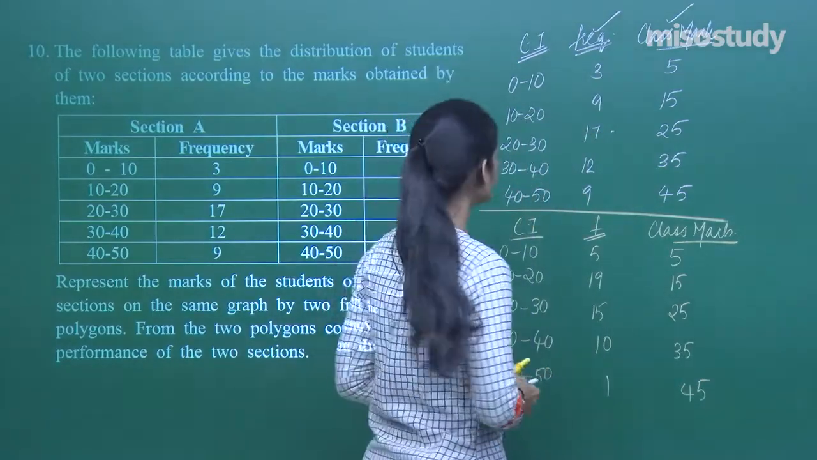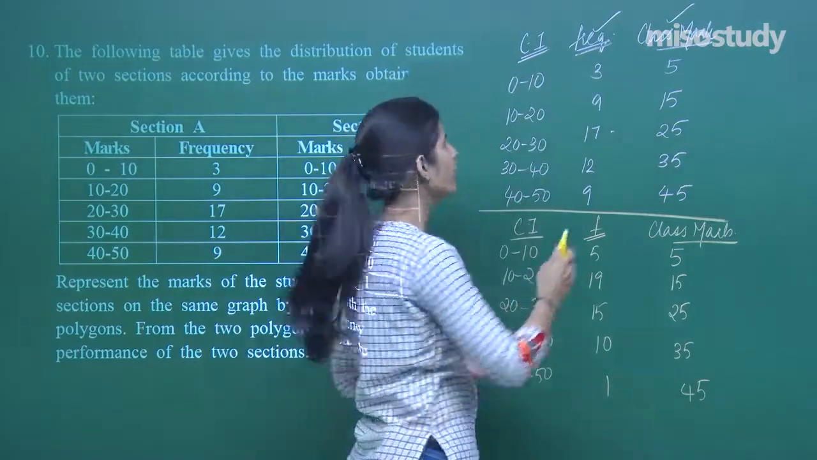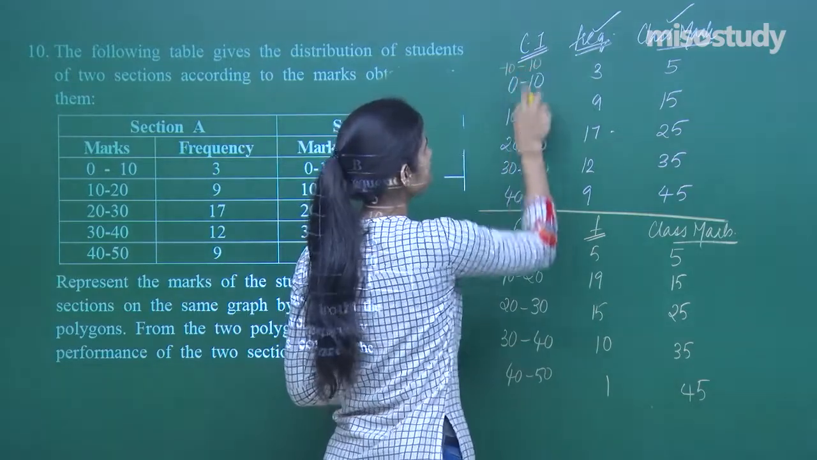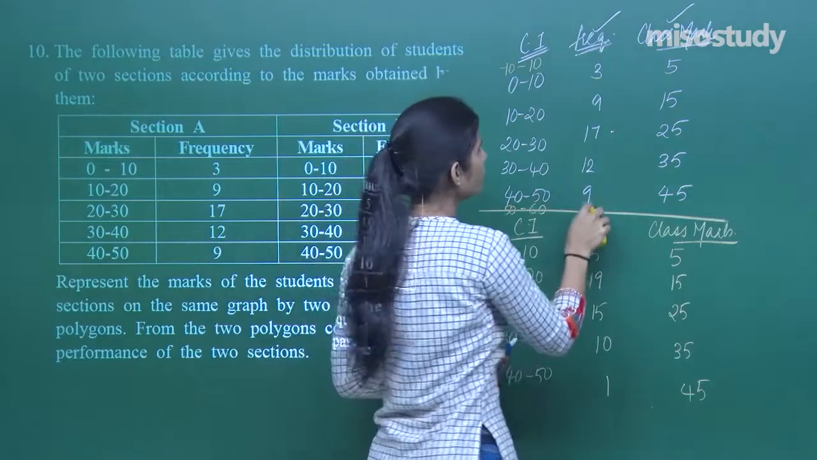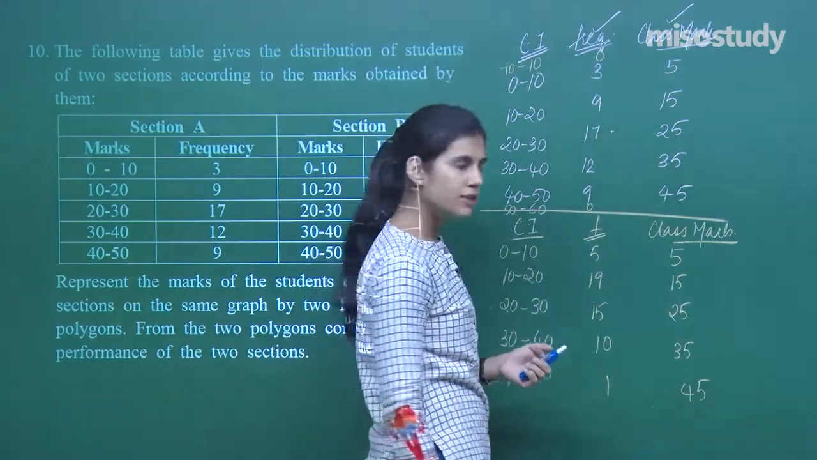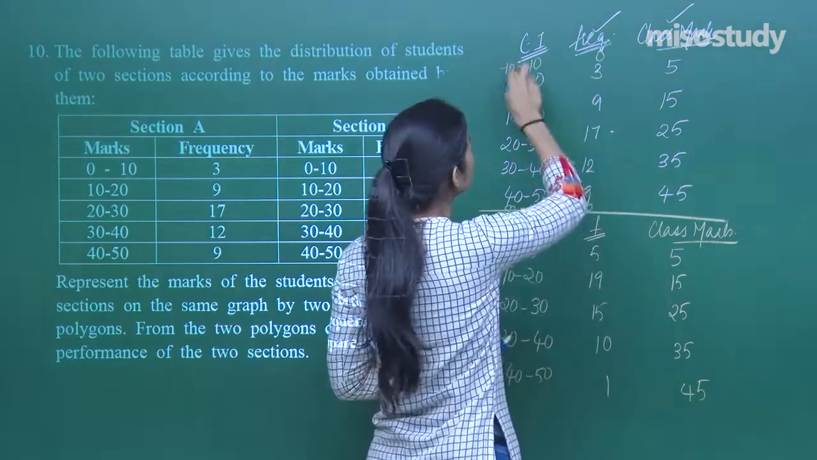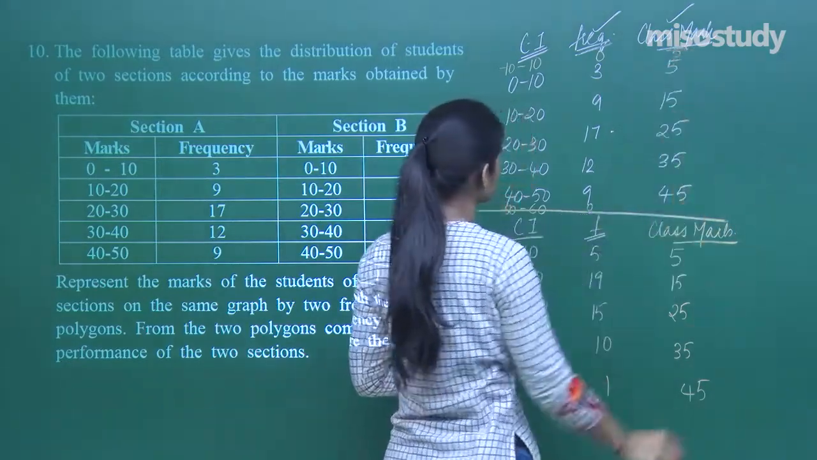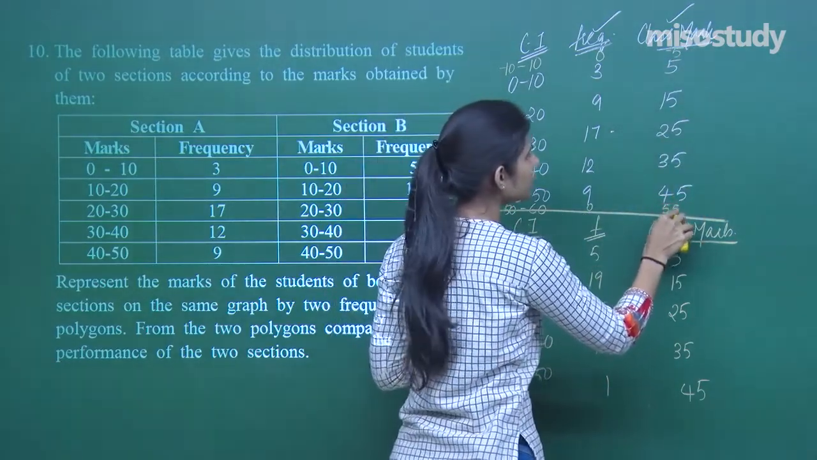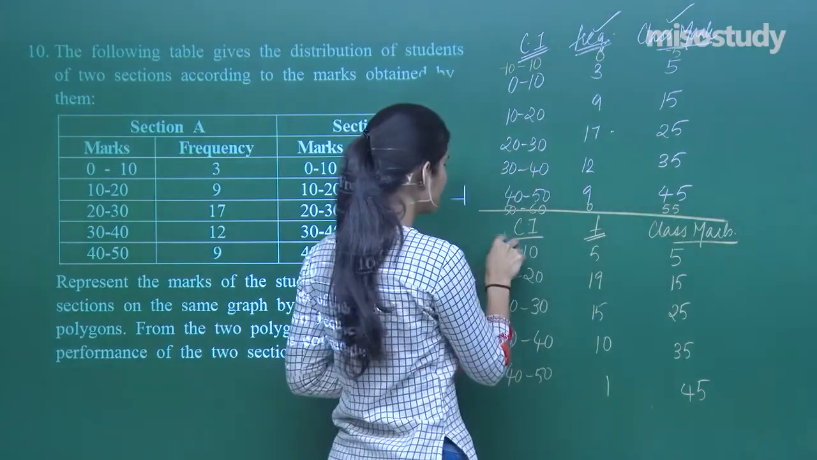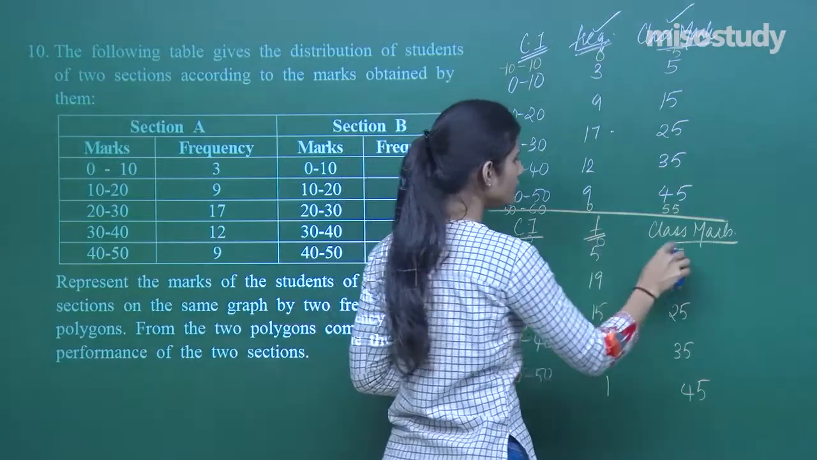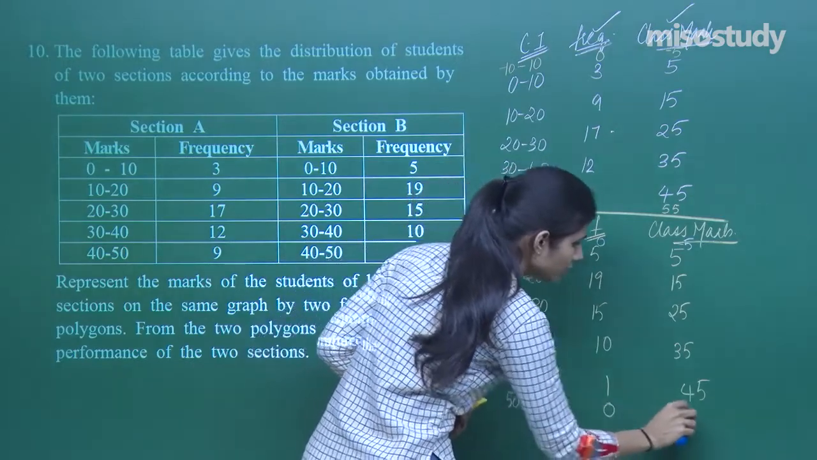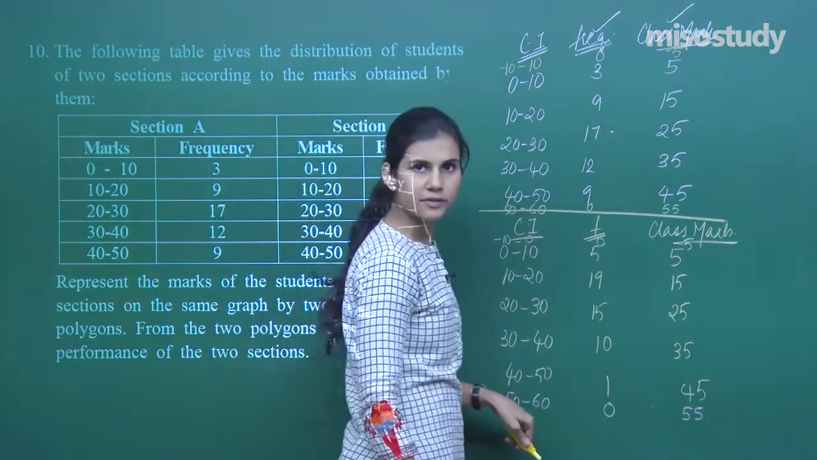Remember in frequency polygon what we did, we used to add two imaginary class intervals, one before the first one and one after the last one. So here I am going to add -10 to 0 and here will be 50 to 60, both with frequencies 0, right? Class mark would be what? From -10 to 0, it will be -5, and 50 to 60, it will be 55. Similarly, here also I will be adding -10 to 0, frequency 0, class mark -5. Here I will be adding 50 to 60, frequency 0, class mark 55.